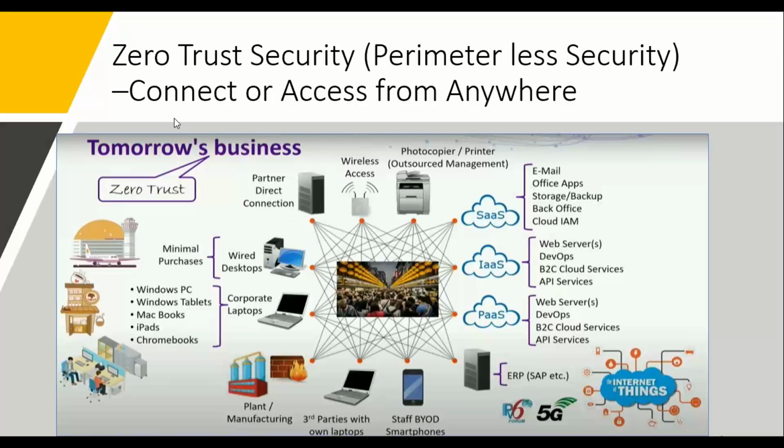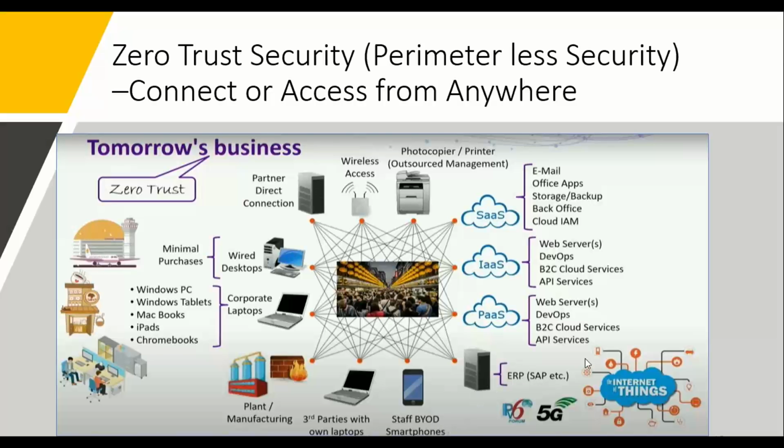So currently, as I mentioned, when we look at zero trust security, we consider perimeter-less security and access from anywhere. So the scenario is that you have different locations people are connected from. You have wired desktops, your corporate laptops, you have plant and manufacturing sites connecting to your network, your third parties with their own laptops. You have BYOD, bring your own device, smartphones.